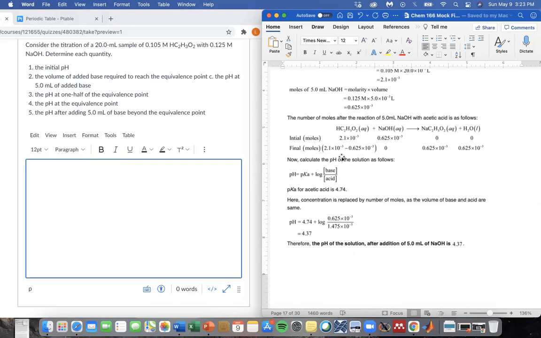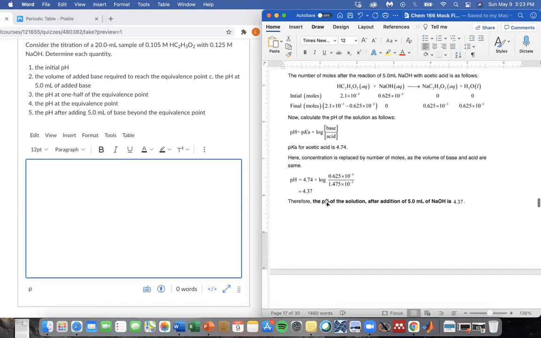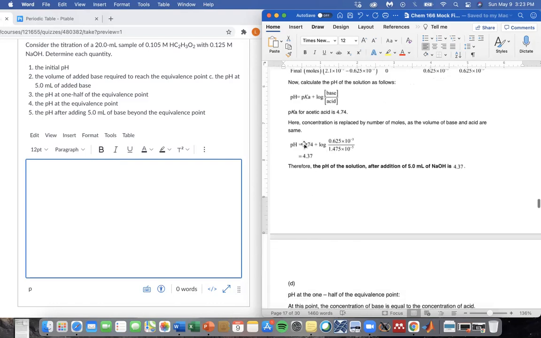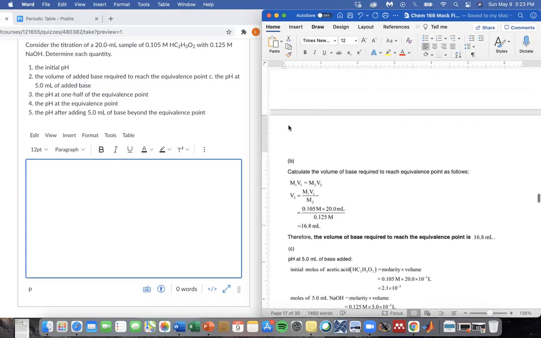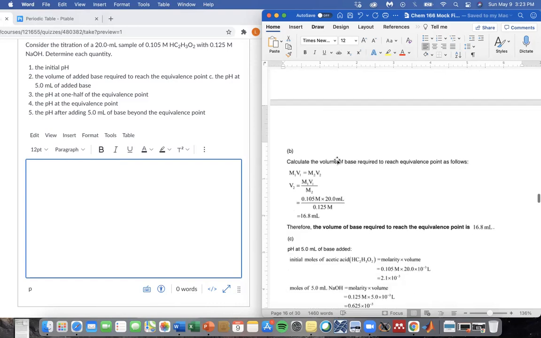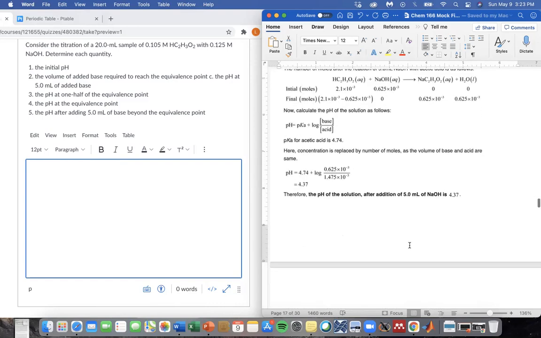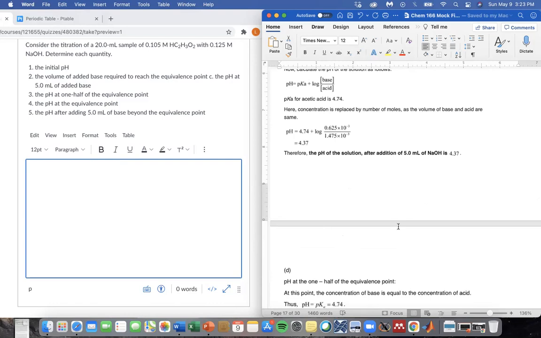After you subtract, now you can just plug into Henderson-Hasselbalch because you have your weak acid and your conjugate base. Just make sure you do base over acid, and you get a pH of 4.37. Again, you can do a mental check: your initial pH was 2.86. You're adding in a strong base, so the pH should be increasing, and your pH did increase. Now your pH is up to 4.37.